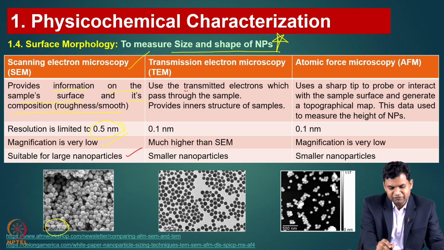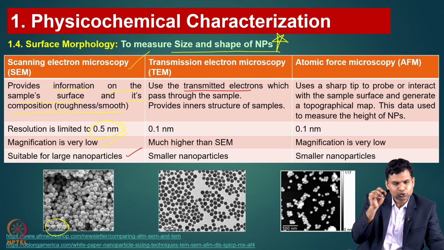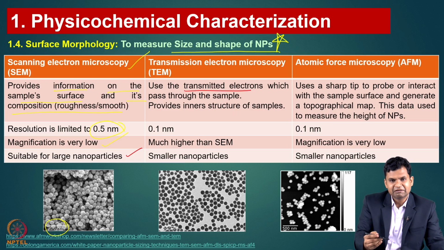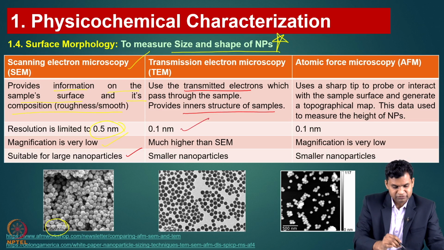So, here it will use the transmitted electrons, nothing but the electrons will transmit through the sample, whereas SEM will scan the surface of the material. So, these transmitted electrons will give the inner structure of the samples. So, that is the beauty of the TEM. Now, the resolution is very high and the magnification is much higher compared to SEM, and yes, it can be used for the smaller particles. Now, you can see the homogeneous dispersion, there is no noise in the formulation, you can see in the picture.